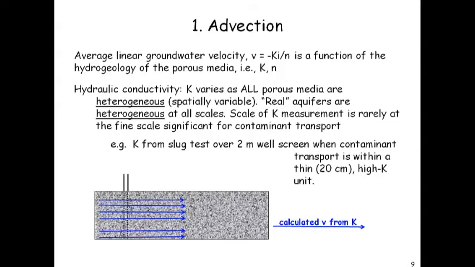So what would happen if there was a thin 20 centimeter layer that was much more permeable than the other units? Well, we would end up with this situation. We would find that for most of the unit, the actual velocity is a little bit less. However, in one unit, where most of the contaminant transport is occurring, the contaminant would be much further away from the source than we anticipated because of the higher hydraulic conductivity.